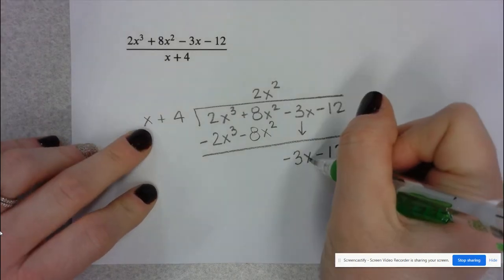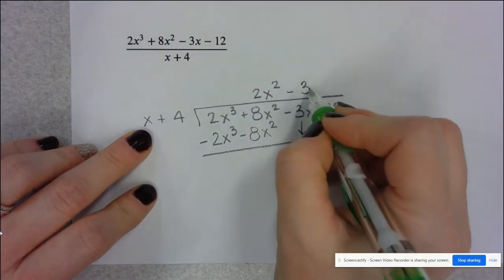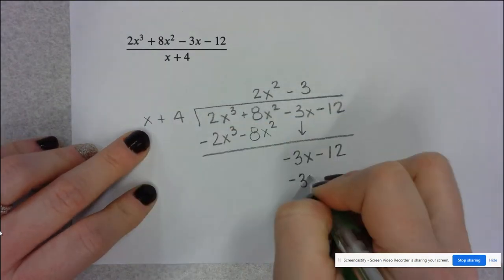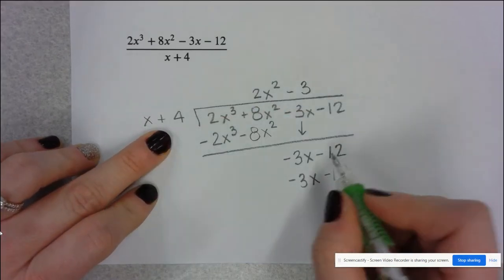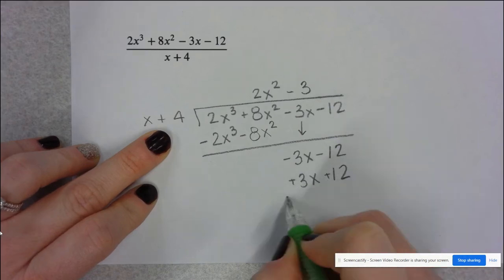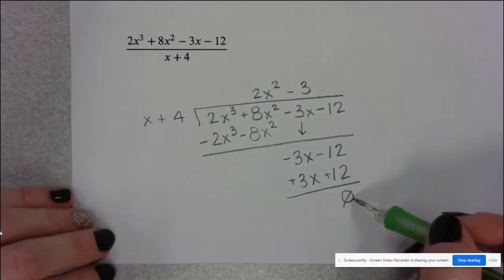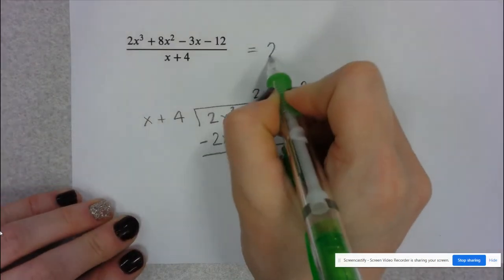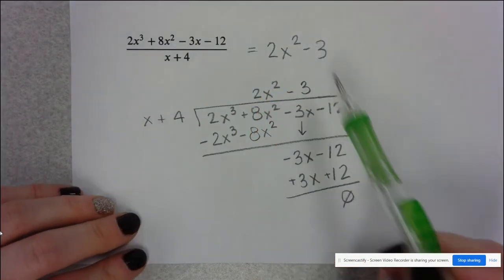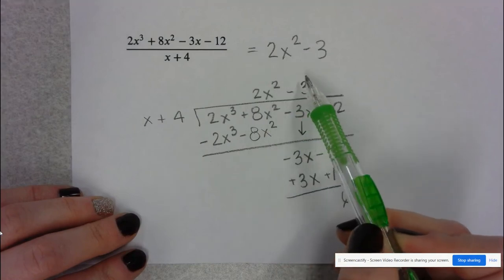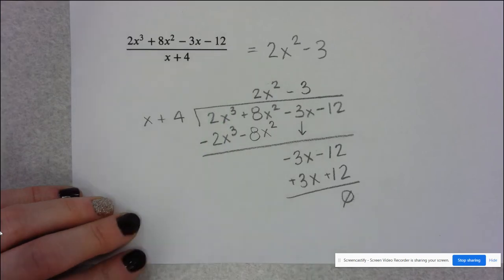So x times what gives me negative 3x? Well, that would be negative 3. So negative 3 times x gives me negative 3x. Negative 3 times 4 gives me negative 12. And remember, I'm subtracting negatives, so that turns out to be plus. And I have a remainder of 0. And again, since I have a remainder of 0, that tells me that 2x squared minus 3 and x plus 4 are factors of my original polynomial.